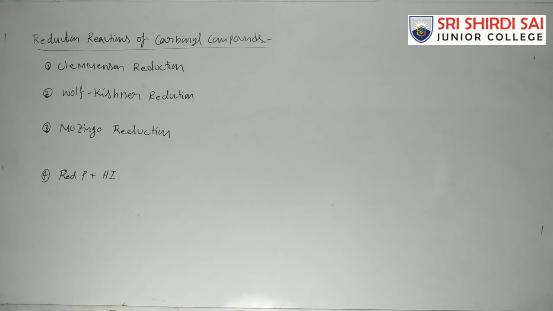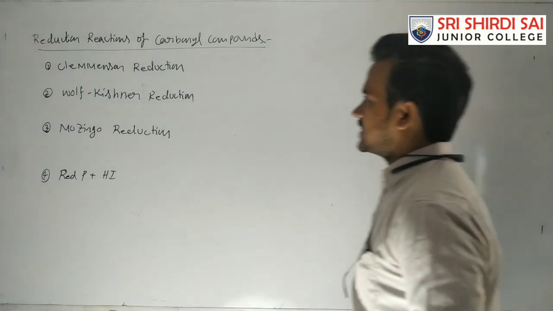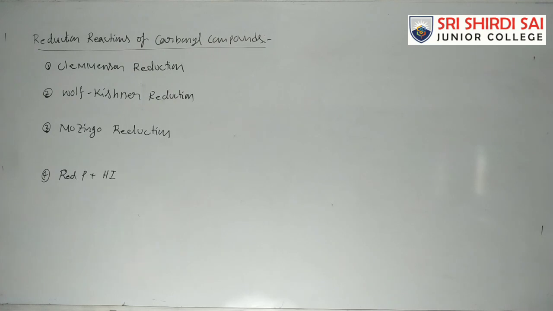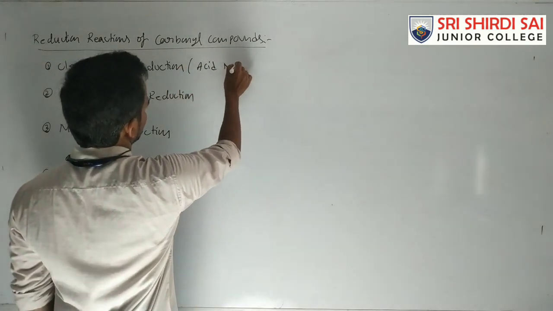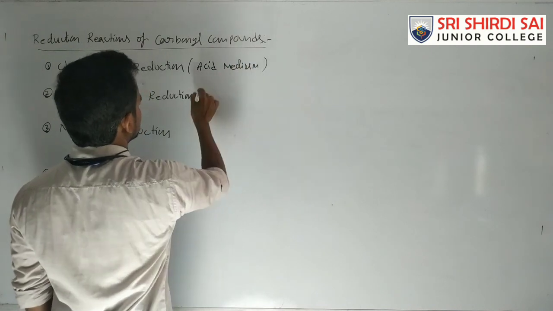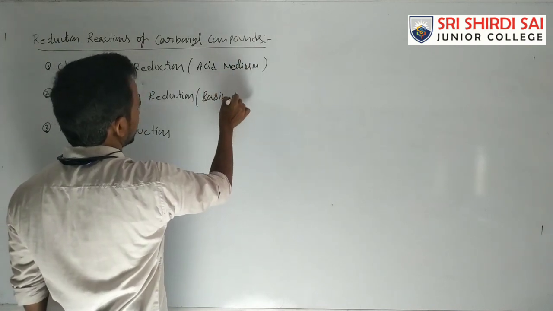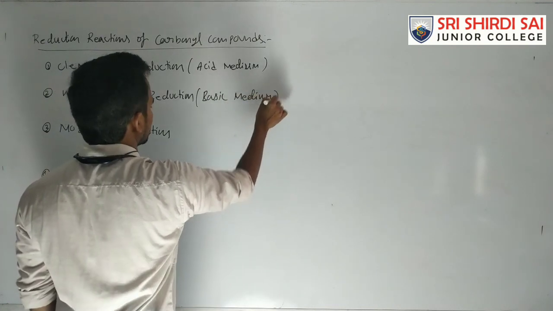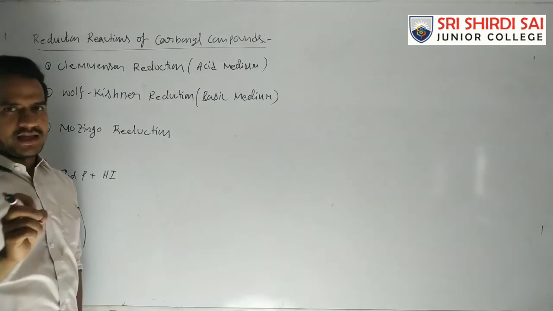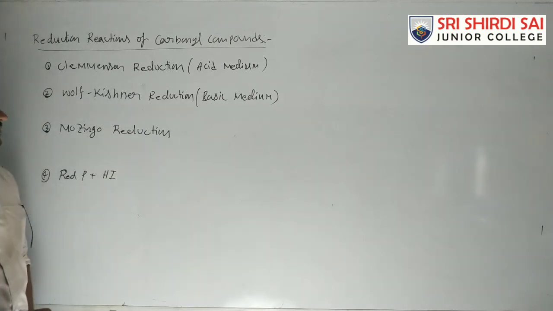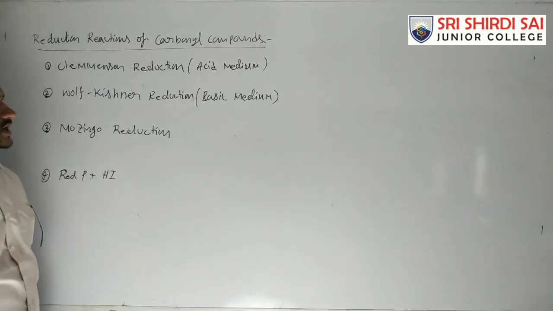Here, Clemmensen reduction takes place in acid medium, and Wolff-Kishner reduction takes place in basic medium. Clemmensen reduction is also known as acid medium reduction, and this one is a basic medium reduction reaction. Next, we already completed the acetals application, that is, Mozingo reduction. Already you are familiar with red phosphorus and HI.